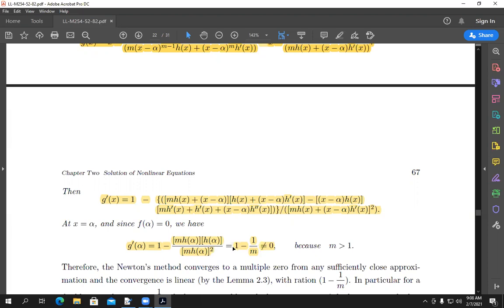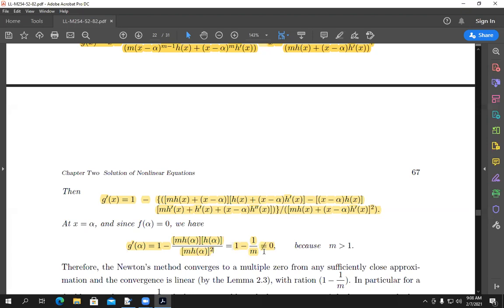What is m? m is the multiplicity. And multiplicity always means repeating. Repeating means m should not be equal to 1. m must be greater than 1. And when m is greater than 1, this value will never be equal to 0. So if g dash alpha is not equal to 0, what does this mean? This means the order of convergence of the method is linear. Linear means slow, and we already know Newton method converges slowly for the case of the multiple root we have here.